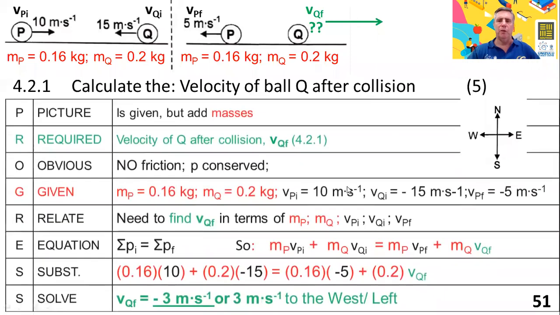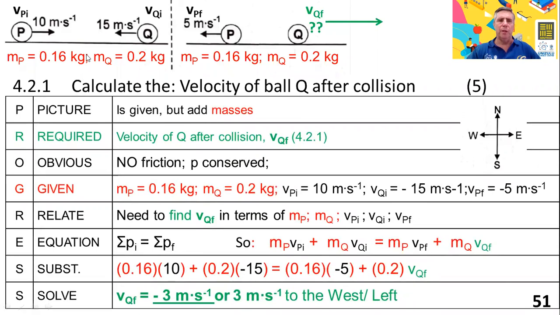So let's bring in our progress method. The picture is given, but it is quite useful to add the masses as I've done. They're the same on the left and the right, obviously. What is required is the velocity of ball Q after collision, so it's VQ final. What's obvious is there's no friction and momentum is conserved. What's given, you're given the two masses and you're given 3 velocities, which I've put in black to make them easier to read. And you simply need to find VQ final in terms of those 5 quantities you have been given. The equation is very simple, conservation of linear momentum.